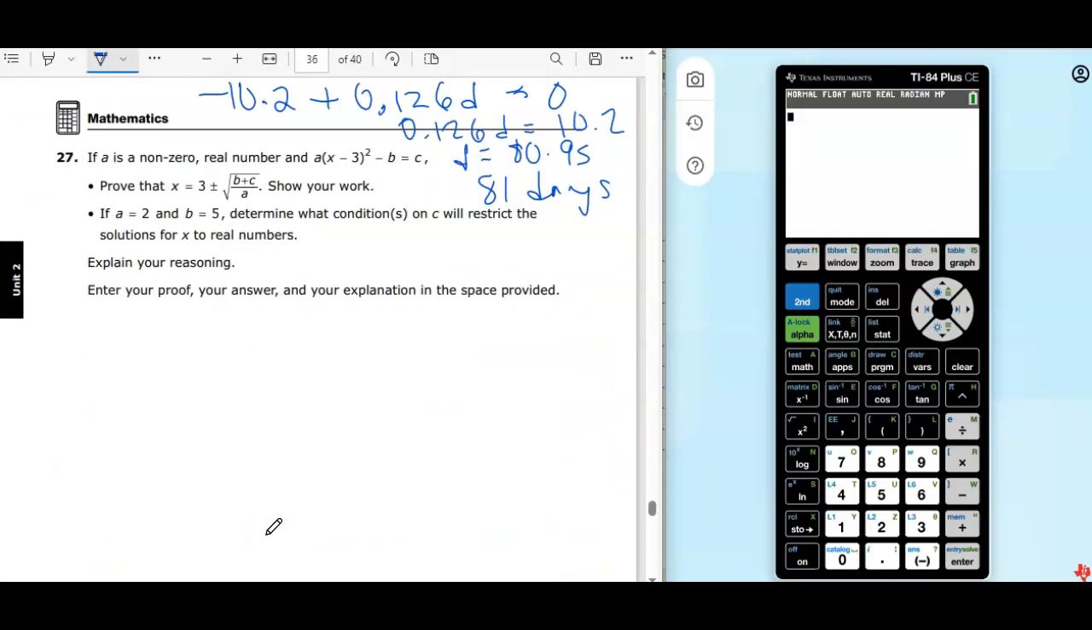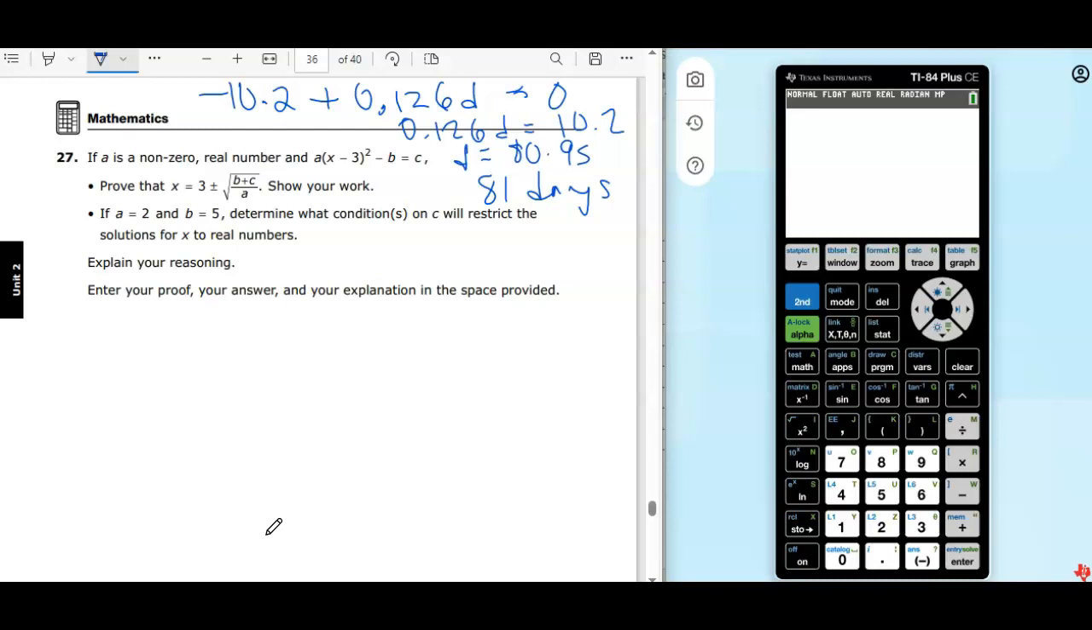Number 27 says, if A is a non-zero real number, and A times (x minus 3) squared minus B equals C, prove that x equals 3 plus or minus the square root of (B plus C) divided by A. Show your work. And then it says, if A equals 2 and B equals 5, determine what conditions on C will restrict the solutions for x to real numbers. Explain your reasoning, enter your proof, your answer, and explanation in the space provided.